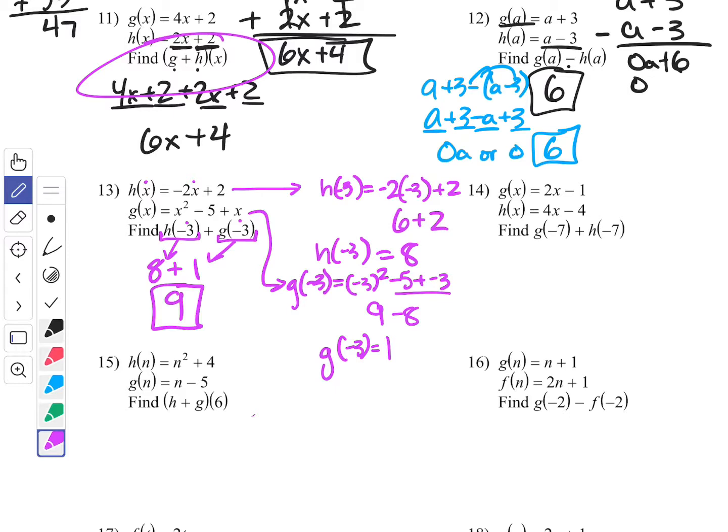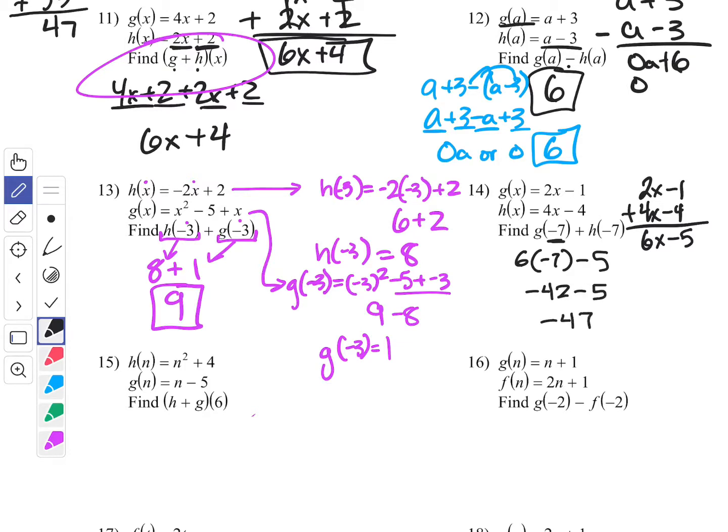Now, this is the method I prefer, but it doesn't really matter which one you use. It's completely up to you as to how you go about it. So again, you could do number 14, and I could say we're adding them. So 2x minus 1 plus 4x minus 4 gives us 6x minus 5. Then I evaluate for negative 7. So 6 times negative 7 minus 5. 6 times negative 7 is negative 42 minus 5 is negative 47.